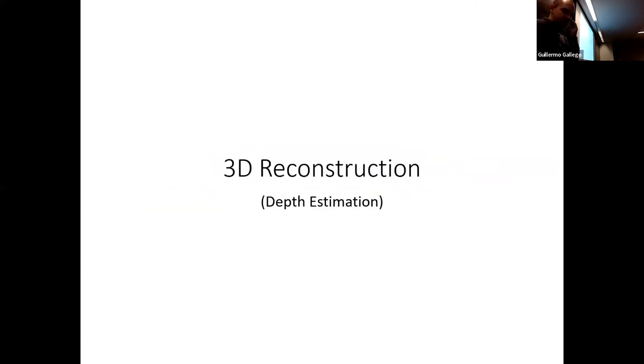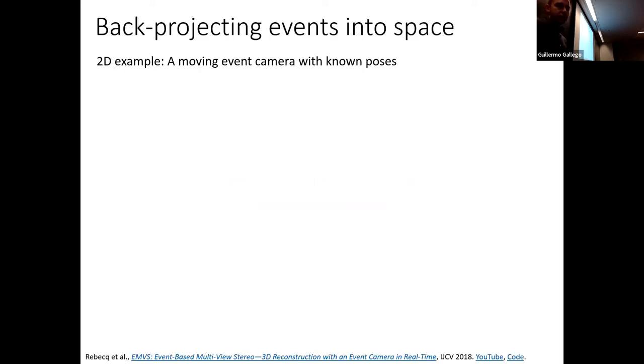Okay, so for the task of 3D reconstruction, first I need to introduce the monocular one to show you the stereo. I think it's easier. So building this image of warped events is very much related to ray density. It's clearly shown with this example.